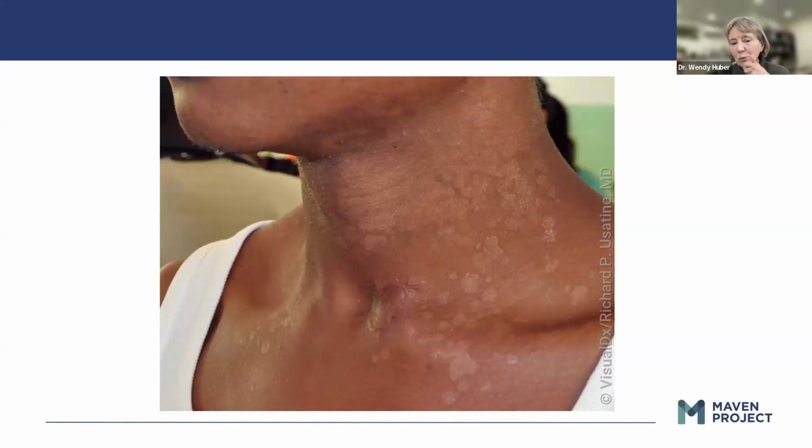So when I see a patient where I'm thinking of tinea versicolor, and I can't tell if there's any flakiness, I'll always try to scrape the skin a little bit. And if I see those fine flakes, then I know I'm on the right track, that it's probably going to be tinea versicolor. Next slide.